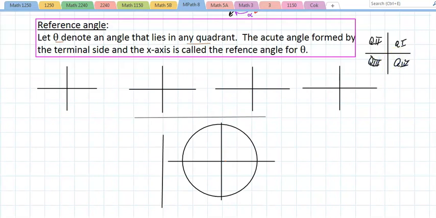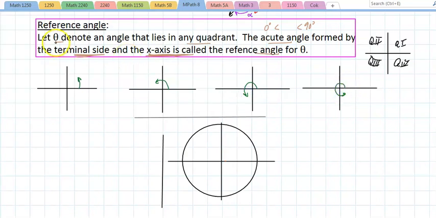So, the acute angle, between 0 degrees and 90 degrees, formed by the terminal side of the angle and the x-axis is called a reference angle. So, 4 cases. Case 1, I'm in quadrant 1. Case 2, I'm in quadrant 2. Case 3, I'm in quadrant 3. And case 4, I'm in quadrant 4.